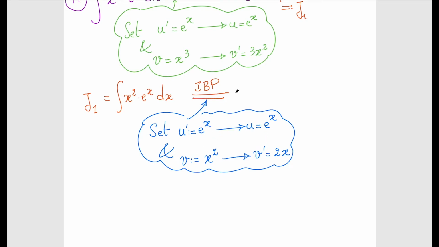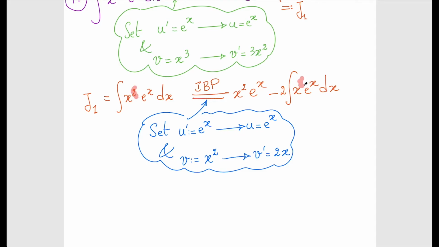uv, so x squared e^x, this times this, minus the primitive of u v prime. The formula says minus the primitive of u v prime, which means minus 2x e^x. And since 2 is a multiplicative constant, I can put it outside: x e^x dx. Very good. Now, as promised, this power 2 has decreased by 1.